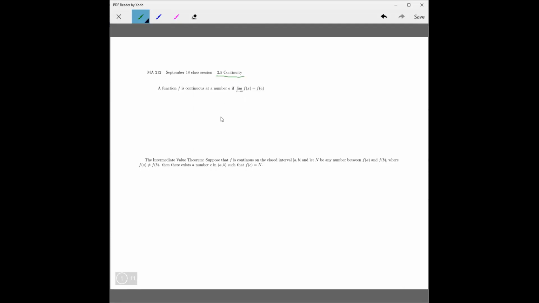A function f is continuous at a number a if the limit as x approaches a of f(x) equals f(a). Some mathematicians split it up into 3 conditions: first, that this limit exists, and then also f(a) exists, and then they're equal.